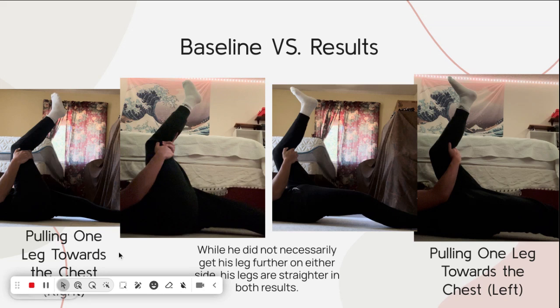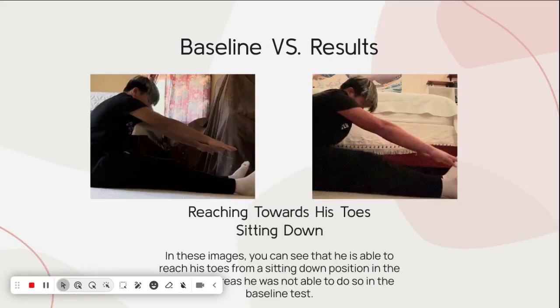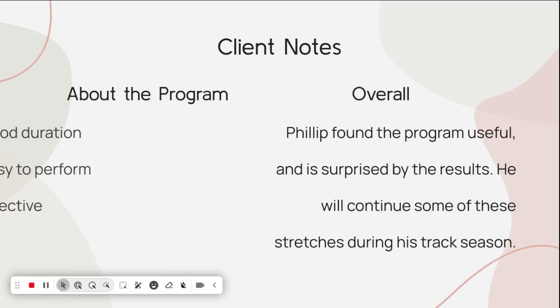Pulling one leg in towards his chest. On both sides, his knees didn't really get closer to his chest, but you can see that his knees are straighter in the results. And the results are on the right side. And then reaching towards his toes while he was in the sitting down position. The difference of this one was really significant. I also think it might be because he wasn't really warmed up in the baseline test.